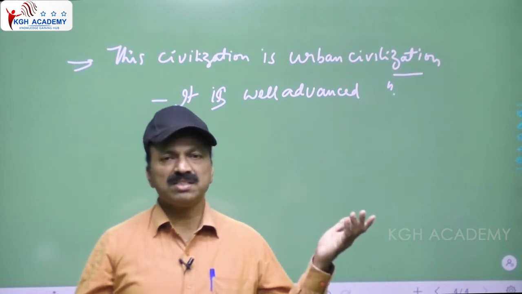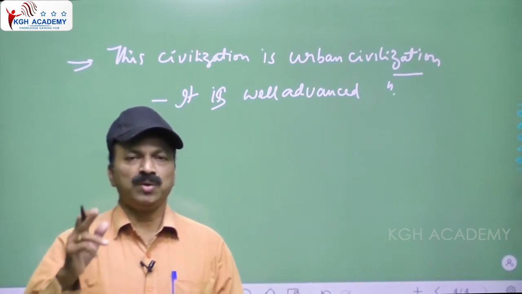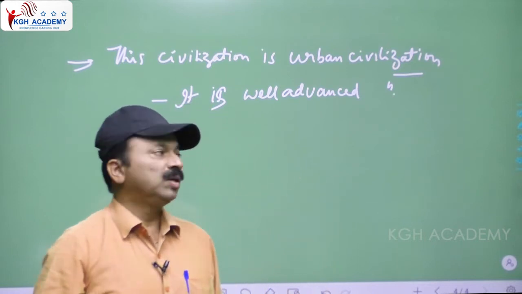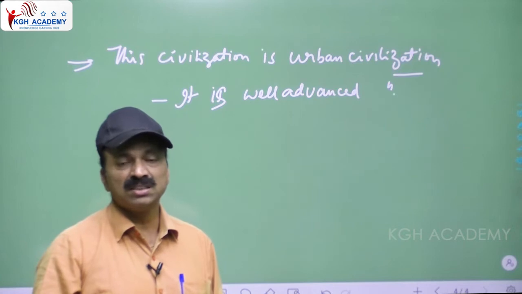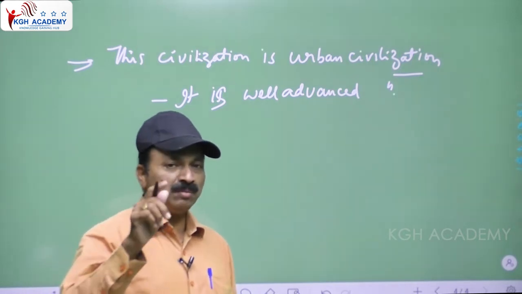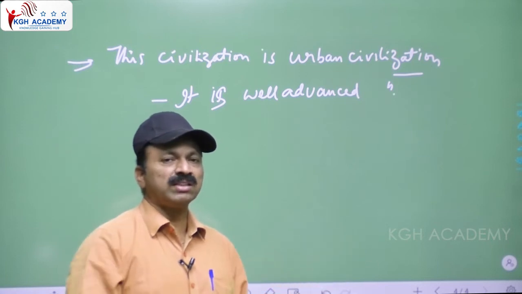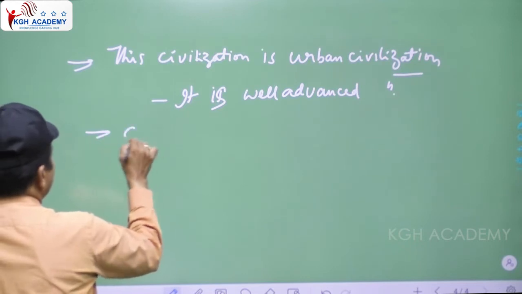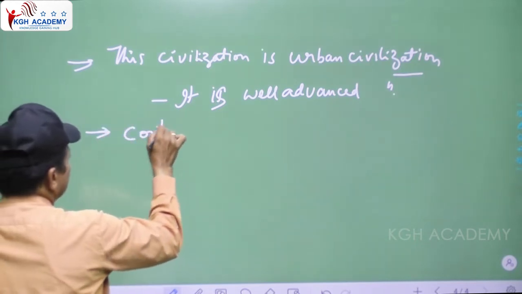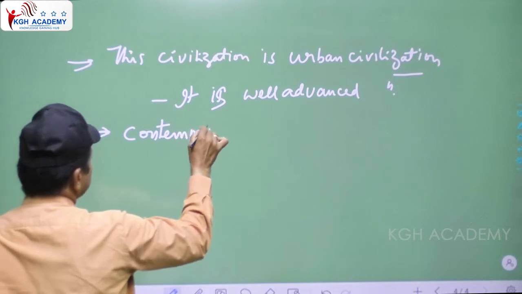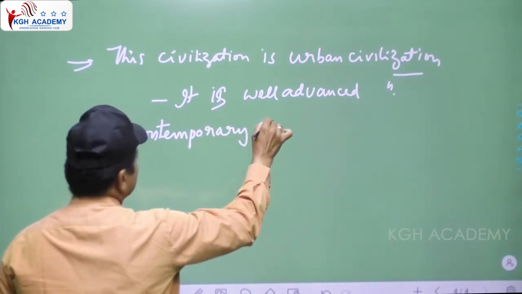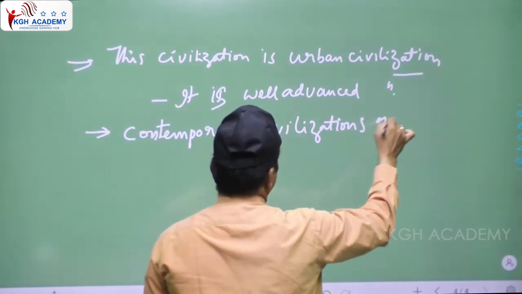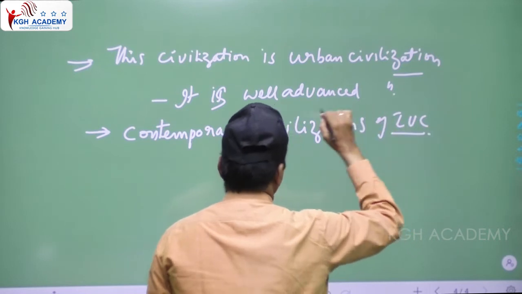Which were the contemporary civilizations that existed in the world during that time? Contemporary means they existed in the same period. The contemporary civilizations of IVC, the Indus Valley civilization.